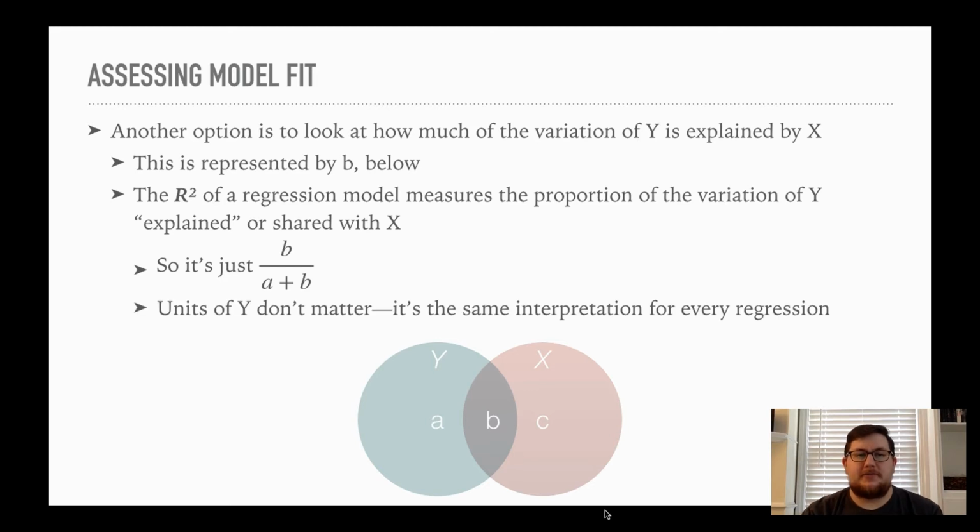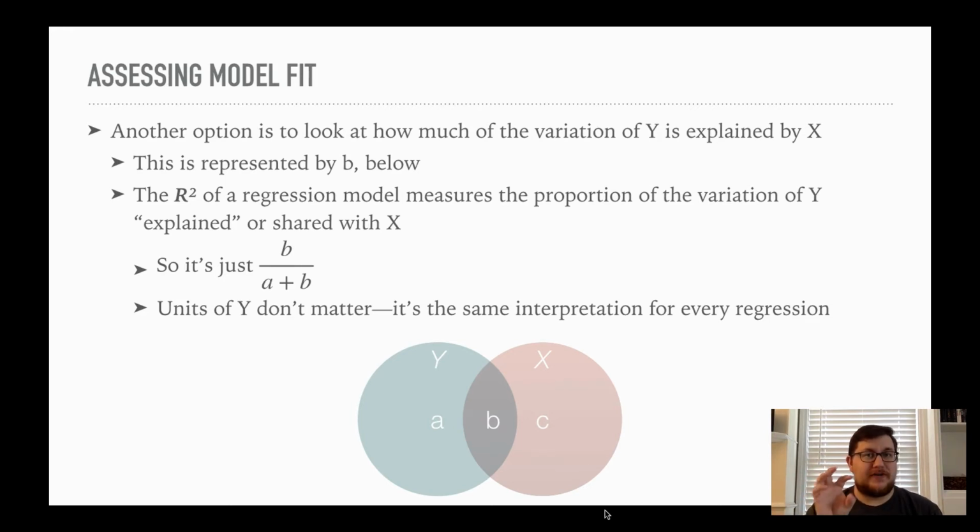Make sense? Moving on. Now the units of y don't actually matter in this case because it's a proportion, right? Doesn't matter what the units of y are. This is going to be the same way to interpret this across all different models. It's the same interpretation for every regression you run. All right? It's our independent variable or variables as we get to multiple regression.